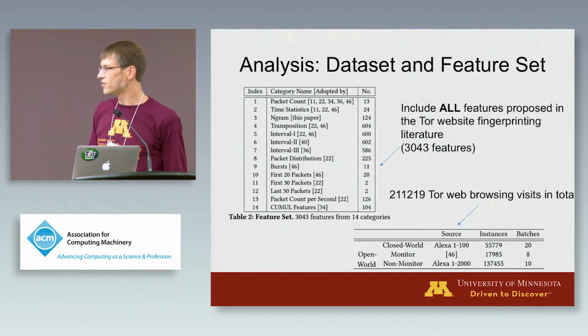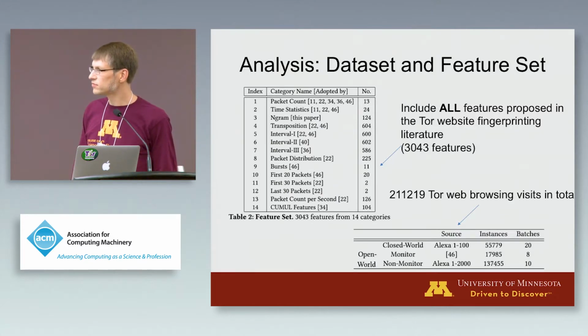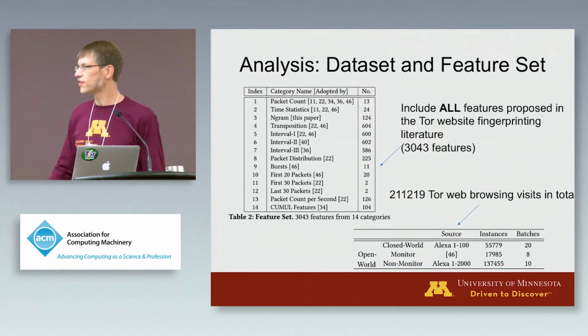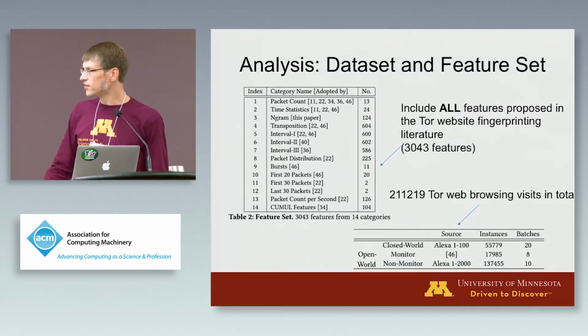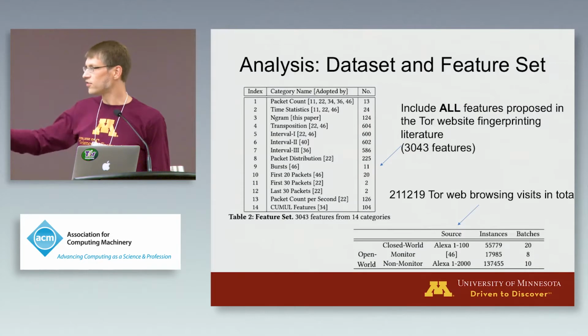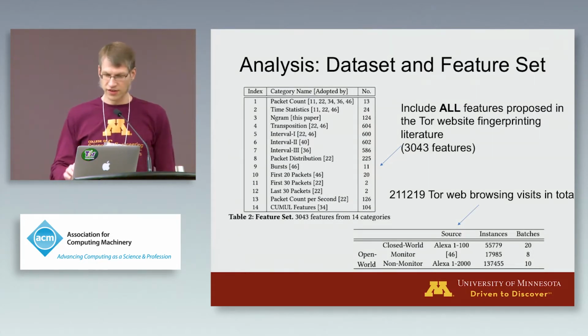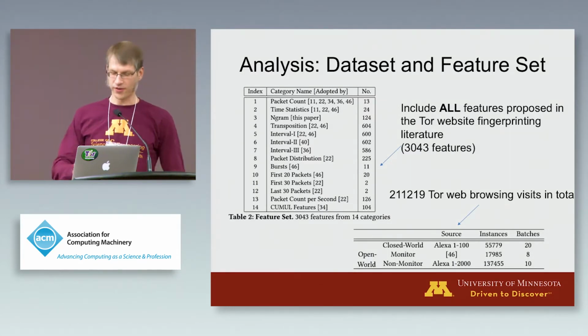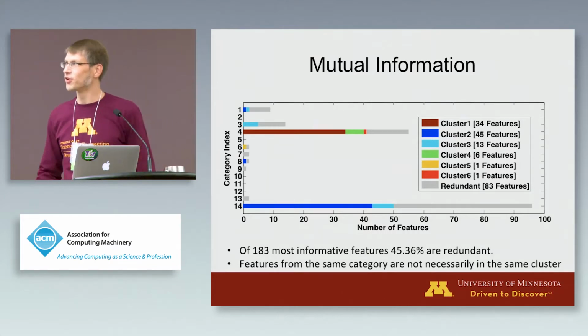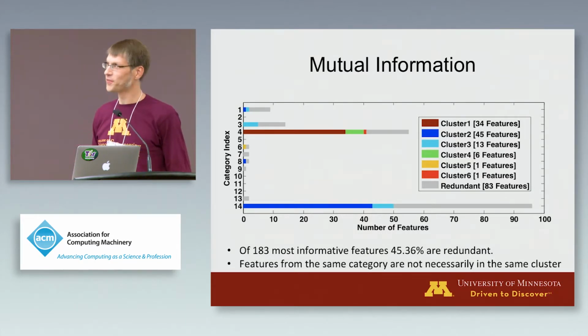And he used a set of 100 websites for his monitored websites for the open world setting, and got 17,000, almost 18,000 instances of those in 8 batches. And the Alexa Top 2000 for the non-monitored sites in 10 batches, totaling 137,000 instances. That sounds like a small non-monitored set. Oh, wow, I'm almost out of time. But I guess I won't talk about that later.